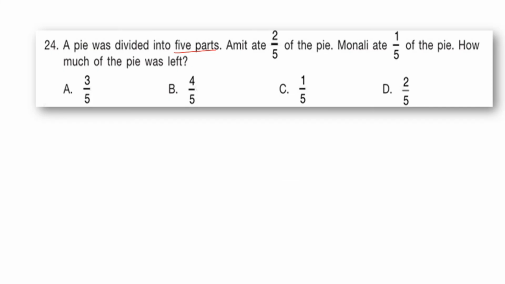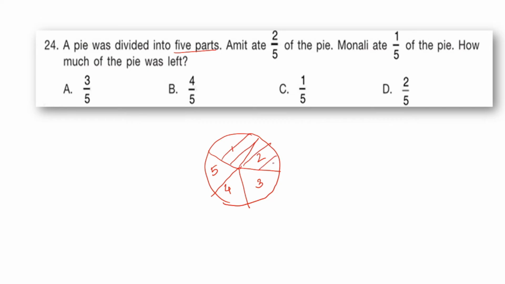So let's look at this together. Now there's a pie here and this has 5 pieces. So 1, 2, 3, 4, 5. Now Amit eats 2 by 5. So this is what Amit has eaten.